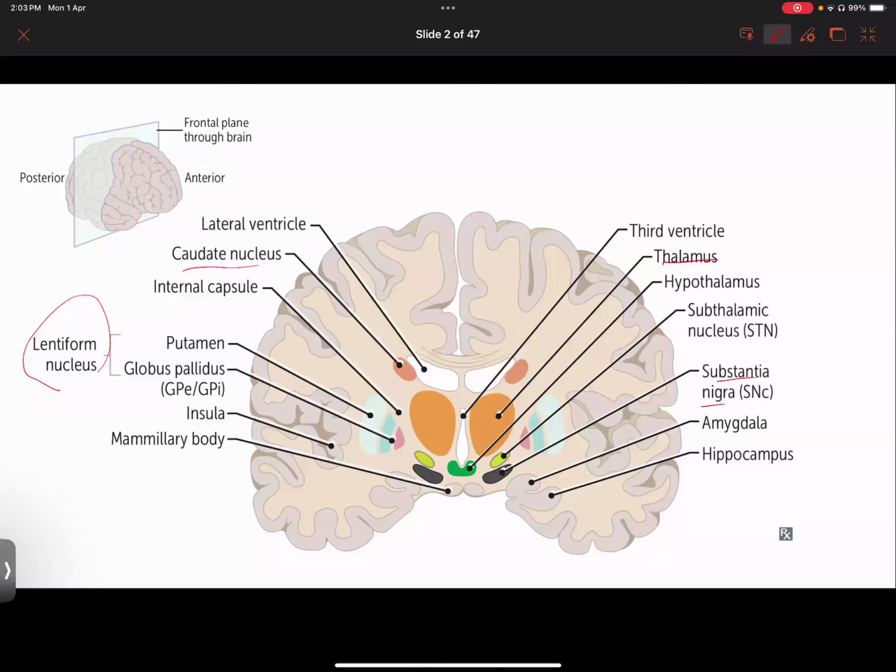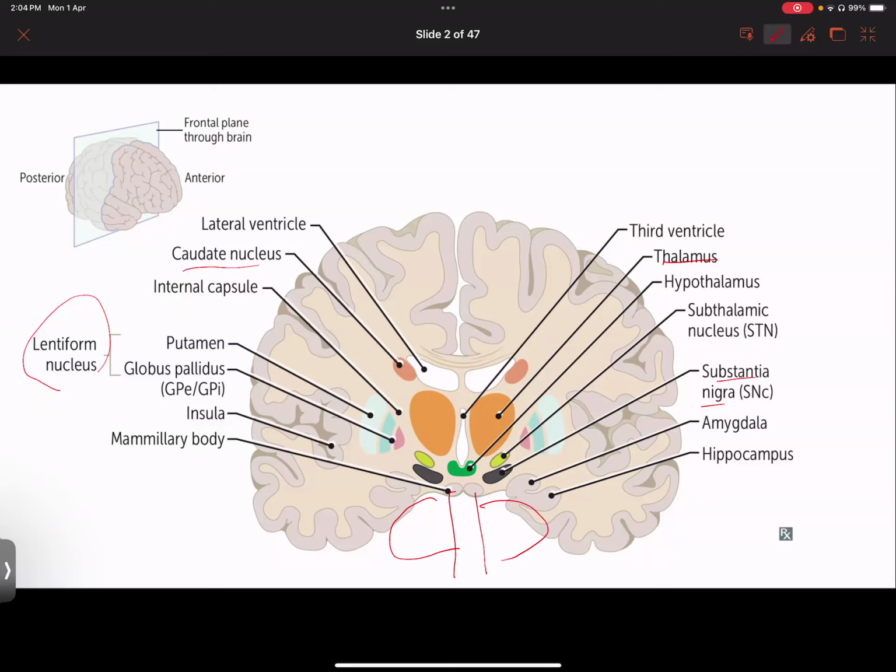The cerebellum is not included here. The cerebellum comes usually down, so you know how we have the midbrain here and the brain stem. The cerebellum goes from down below, and it's like a brain by itself.